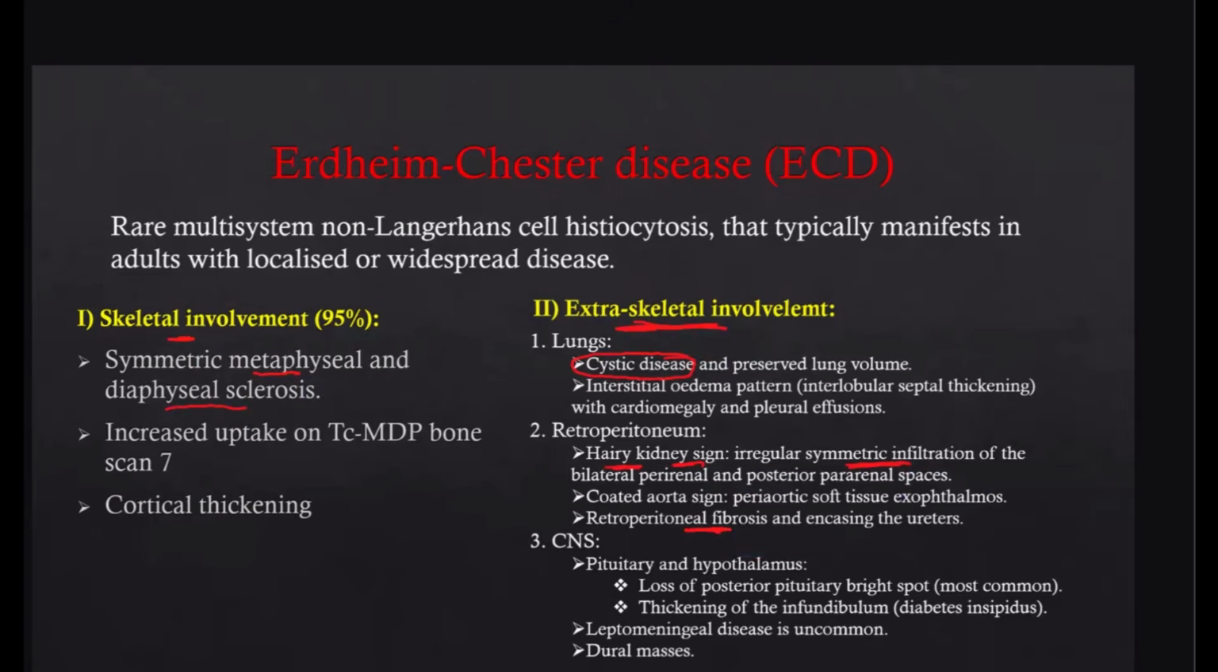In the CNS, it's very important to look at the hypothalamus and pituitary gland. Loss of the posterior pituitary bright spot on T1-weighted image and thickening of the infundibulum. So this can cause diabetes insipidus. Leptomeningeal disease can be present, but it is uncommon.